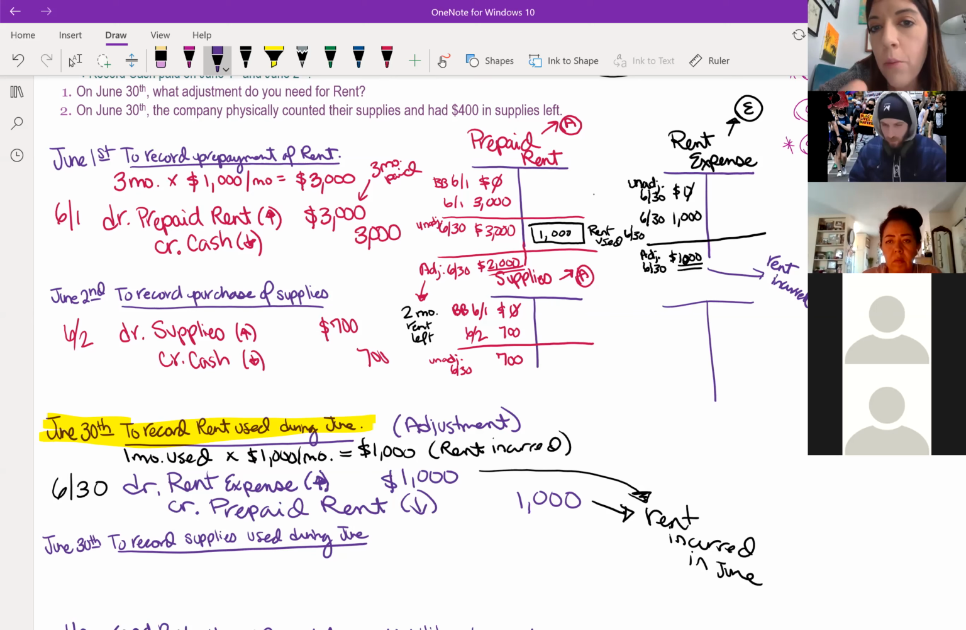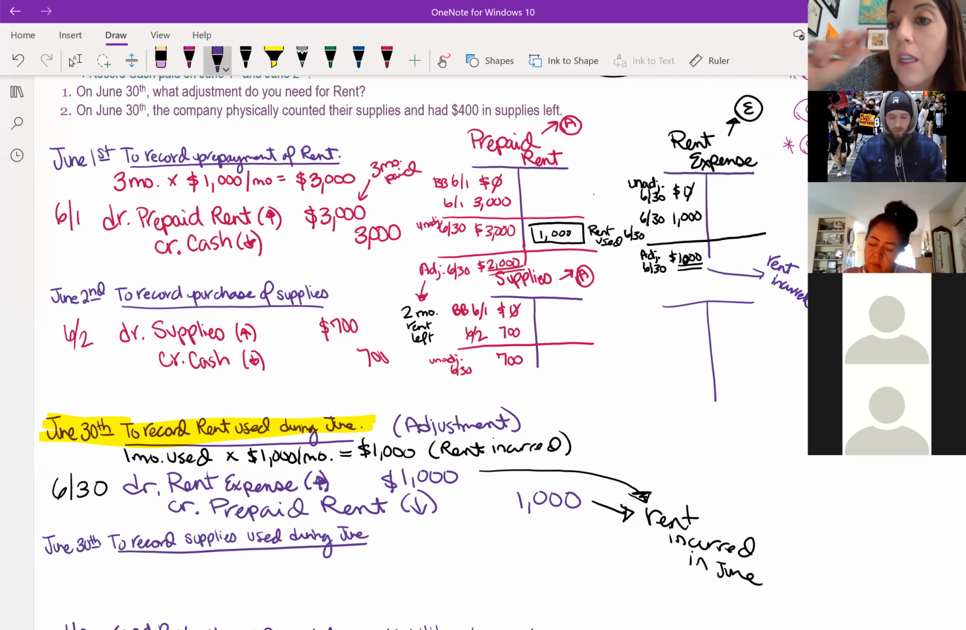So in my prepaid rent account, the balance is showing how much in rent I've paid in advance that I still have for the future, 2 months' worth of rent. In my rent expense account, it's showing the amount of rent that was incurred, used during that period of time, during the month, $1,000. Once we've expensed it, it's gone forever. We expensed it, it's reported in the income statement, that's it. We report it once.